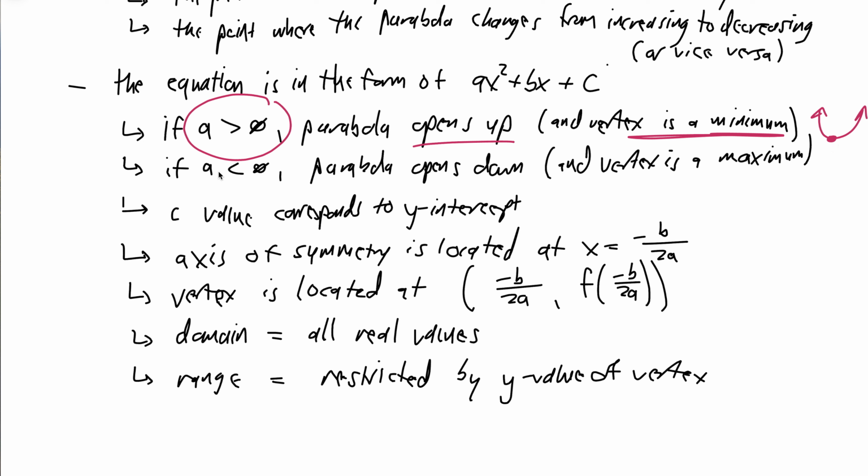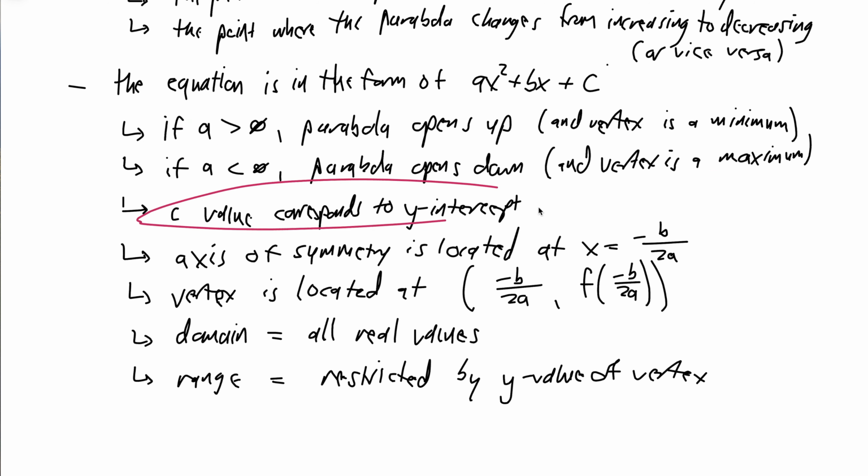Similarly, if we have our value of a being negative, that means we are going to open down, and we're going to have a minimum. So that would look kind of like this. Or sorry, we would have a maximum, right? We open down, draw that there, that's a maximum. Okay, so the a value says, hey, do I open up or do I open down? Do I have a max or min?